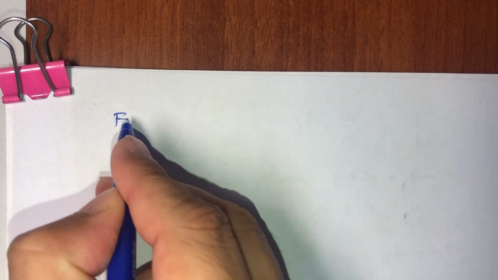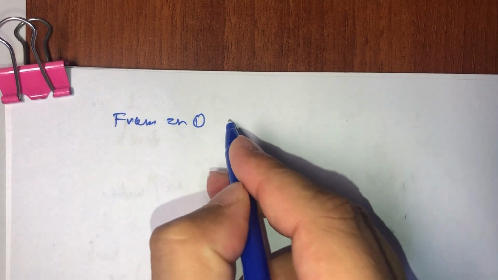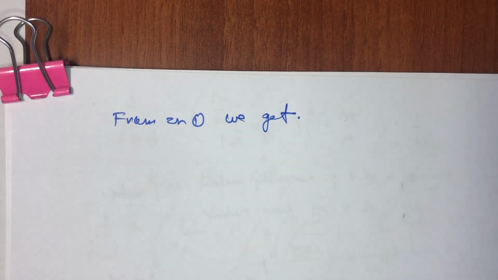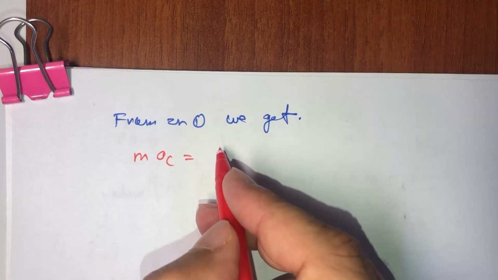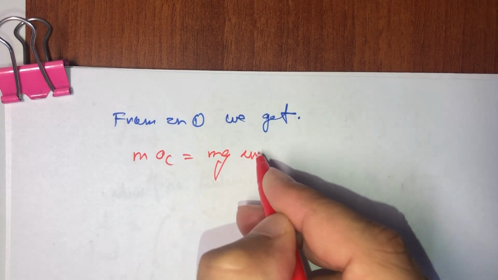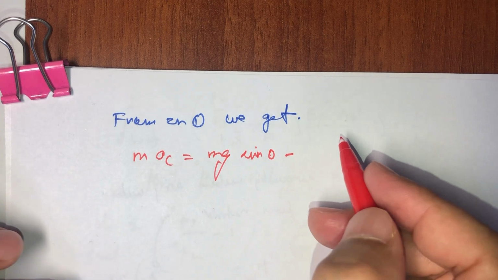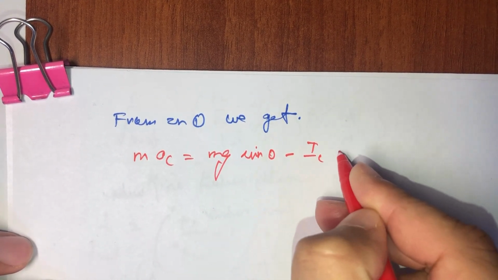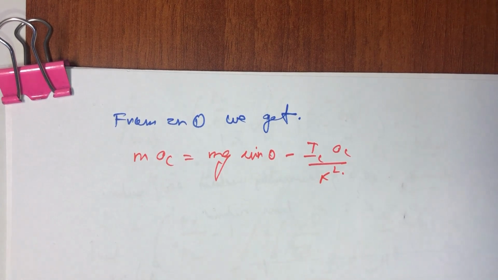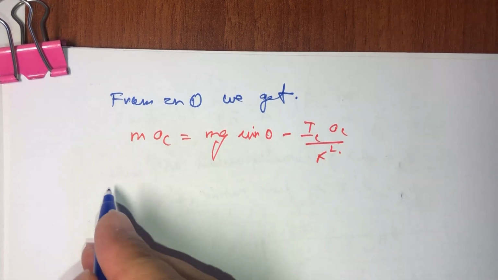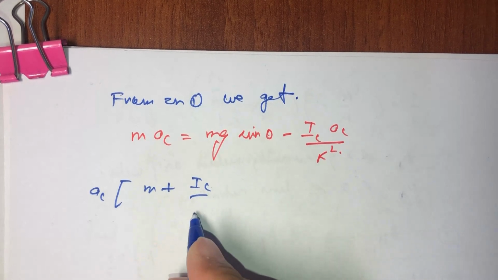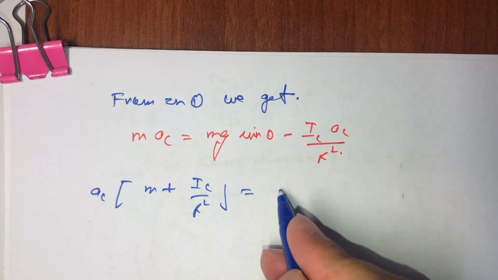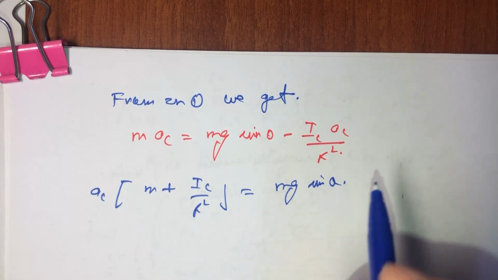So from equation 1, we get mass into acceleration, that is just center of mass acceleration, will be equal to mg sine of theta minus Ic AC divided by r square. So combining AC to one side, taking AC as common, we have mass plus Ic upon r square is equal to mg sine of theta.